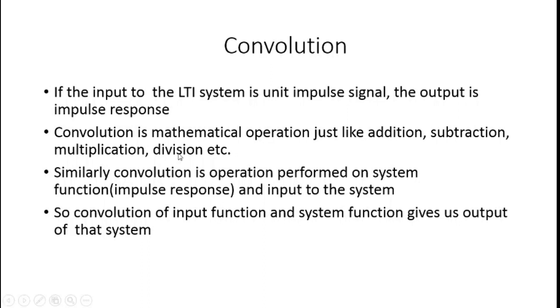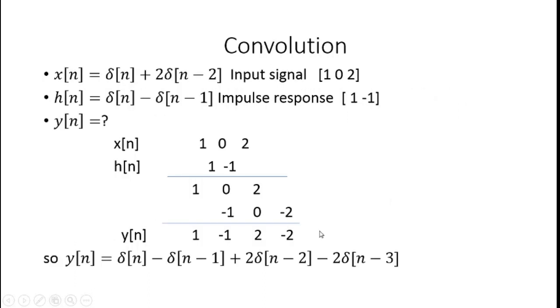Convolution is a mathematical operation, just like addition, subtraction, multiplication, and division. Addition, subtraction, and multiplication are performed on two operands. Similarly, convolution is performed on the system function, which is the impulse response, and the input signal. The convolution of the input signal and the impulse response of the system gives us the output of the system.